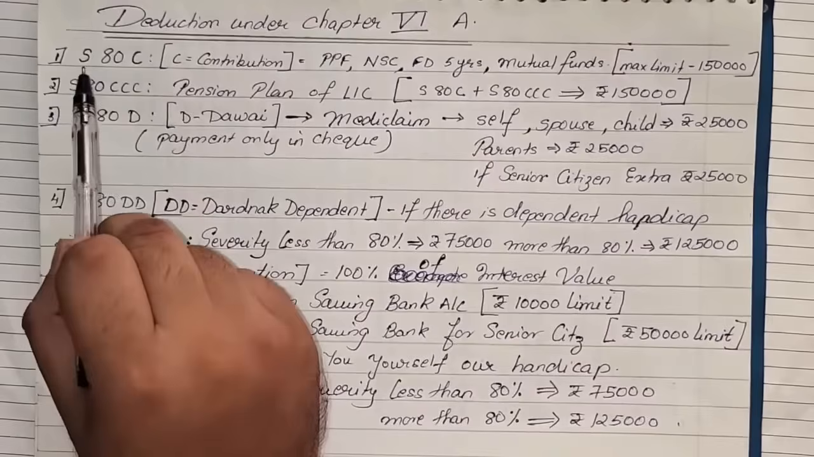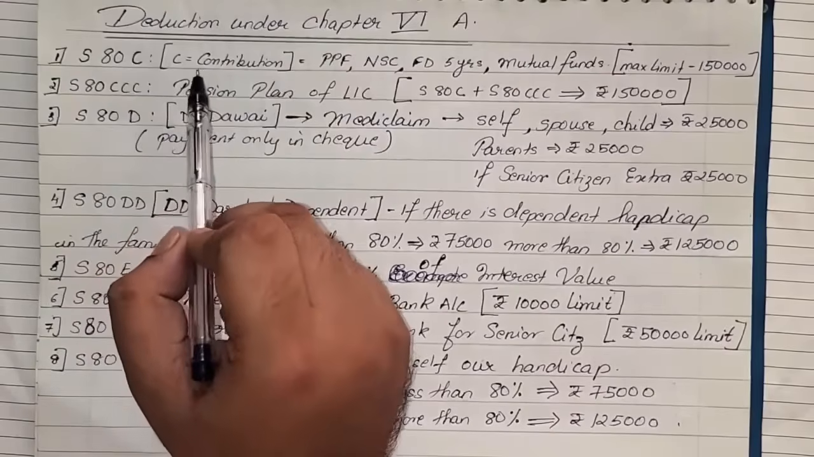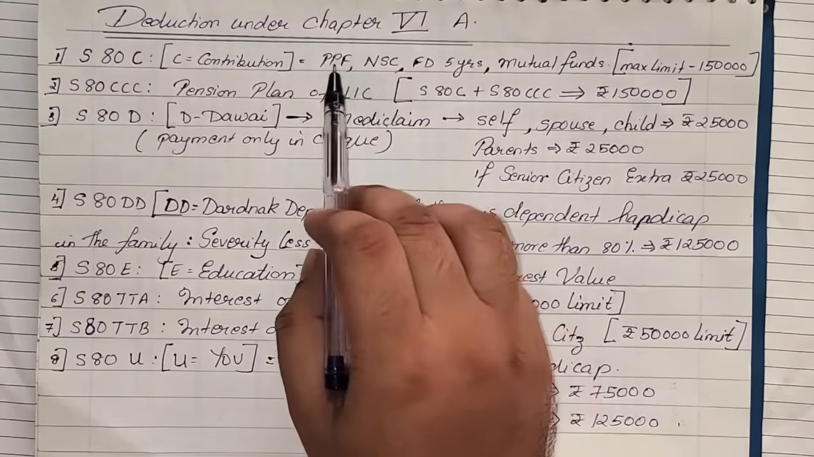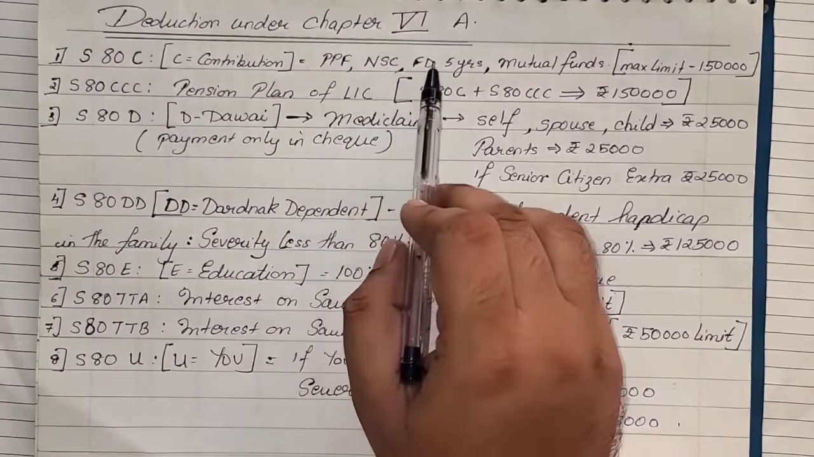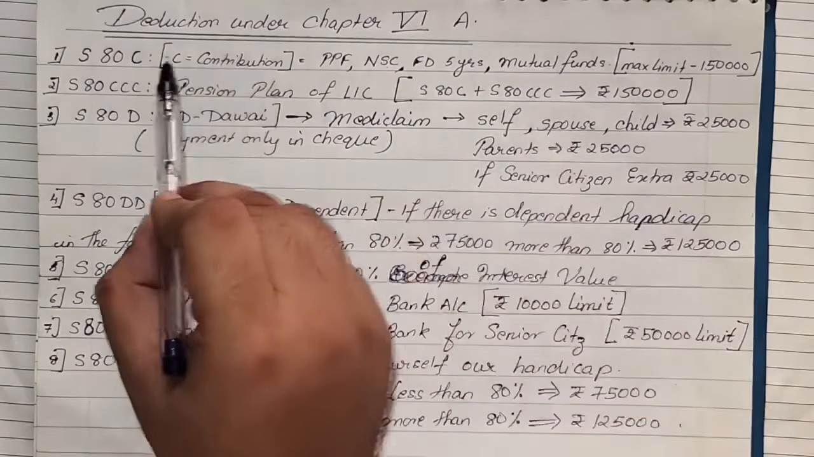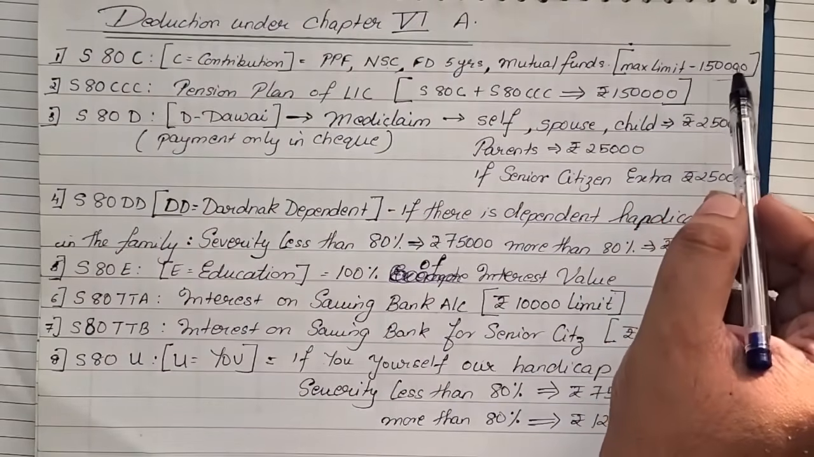Number 1 is under section 80C. Remember the alphabet. Okay, C stands for contribution. Contribution is like you are making a payment towards some investment, or you are buying something, you are contributing. That usually includes your provident fund, NSC, FD for 5 years, mutual fund, etc. Remember the maximum limit of 80C is you can ask for a deduction up to 1,50,000.